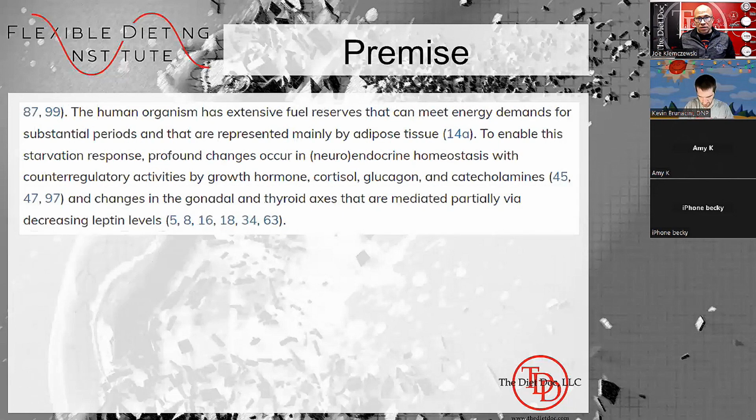The human organism has extensive fuel reserves that can meet energy demands for substantial periods of time that are represented mainly by adipose tissue. To enable this starvation response, profound changes occur in neuroendocrine homeostasis with counter-regulatory activities by growth hormone, cortisol, glucagon, catecholamines, and so on. So again, the reason I wanted to lay out some of their phrasing here word by word is it's really a well-written position paper. So first of all, we have extensive fuel reserves.